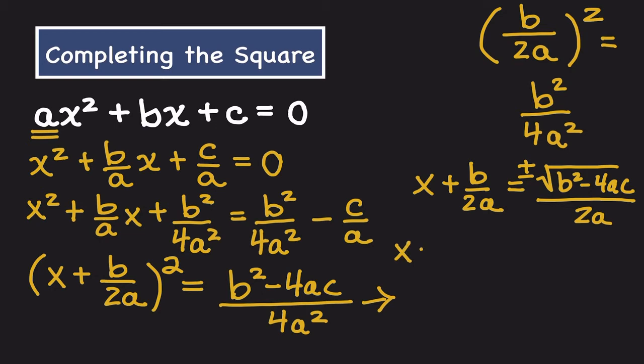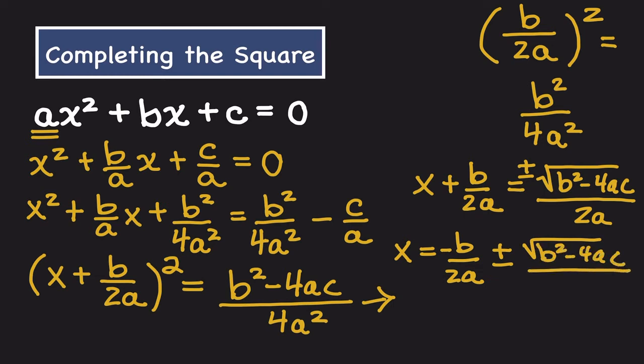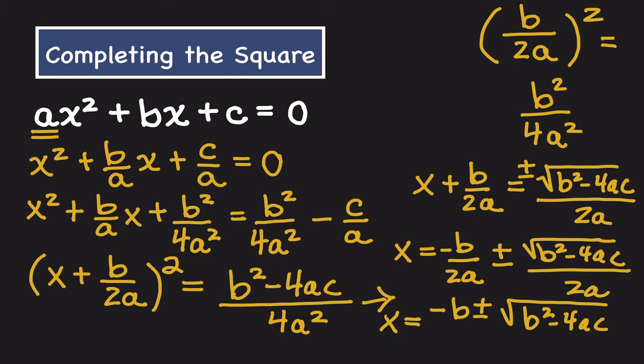Cleaning up just a little bit more, we're going to subtract b over 2a, bring it over to the right, plus or minus the square root of b squared minus 4ac, all over 2a. And now, final step, we can combine this as one fraction and get our quadratic formula: negative b plus or minus the square root of b squared minus 4ac, all over 2a.